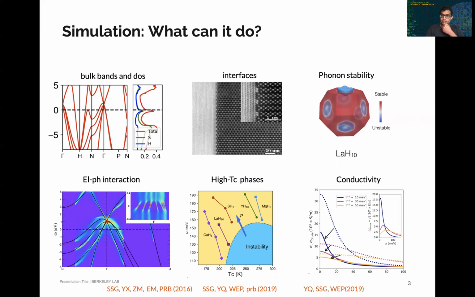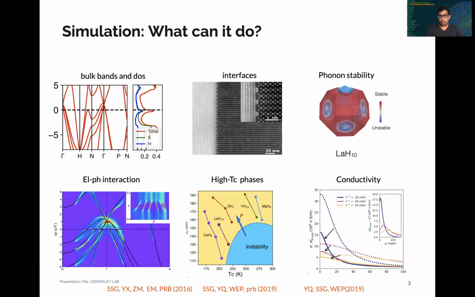It can calculate interfaces. The example here is an STEM image of a ruthenium and ruthenium oxide interface. So the shiny part is the metal, and the not so shiny part is the oxide. And there is an inset that shows you the details of the interface in a blown up view.